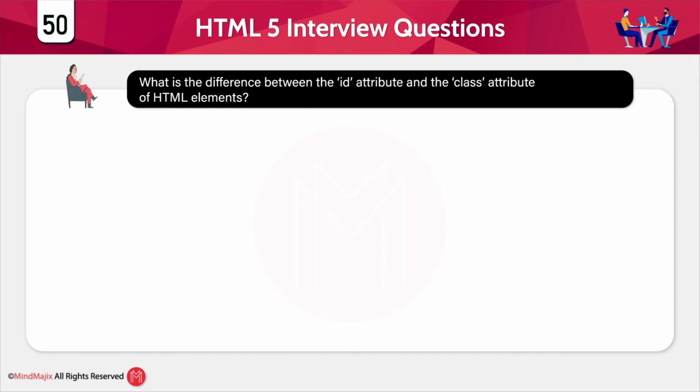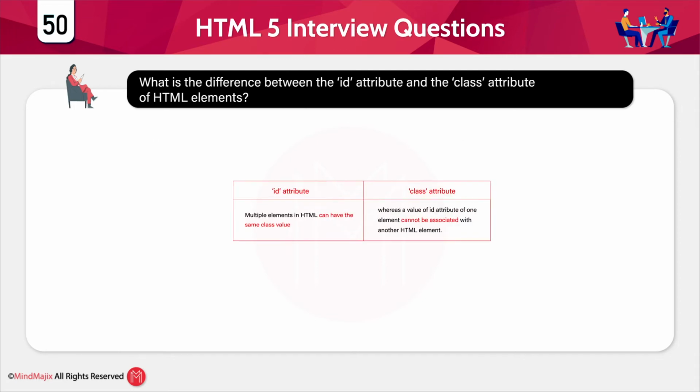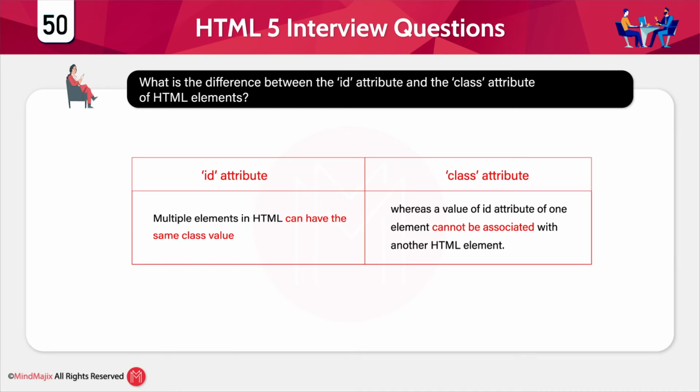What's the difference between the ID attribute and the class attribute of HTML? Multiple elements in HTML can have the same class value, whereas the ID attribute of one element cannot be associated with another element. When we have multiple elements and need to differentiate one element from another, we use the ID. The ID attribute value must be unique.